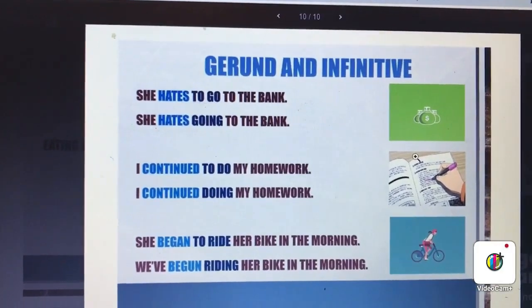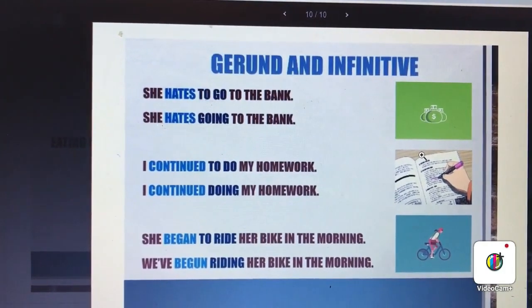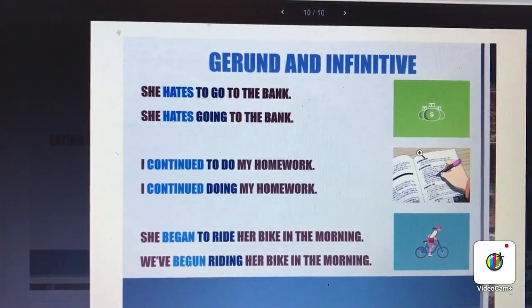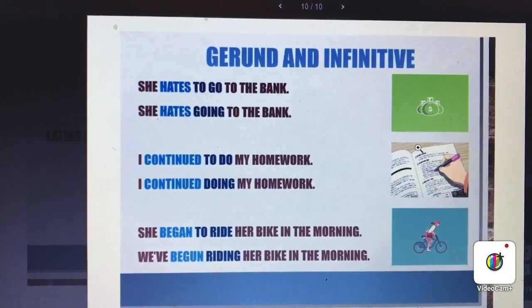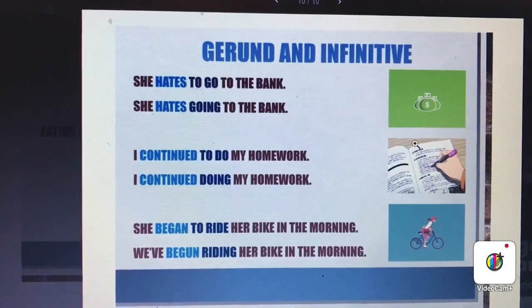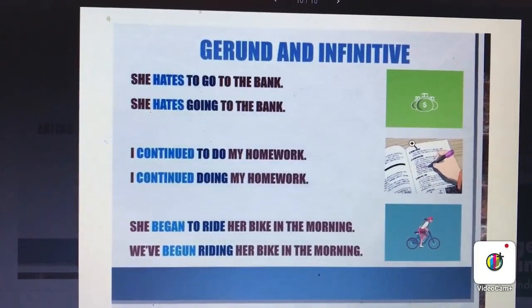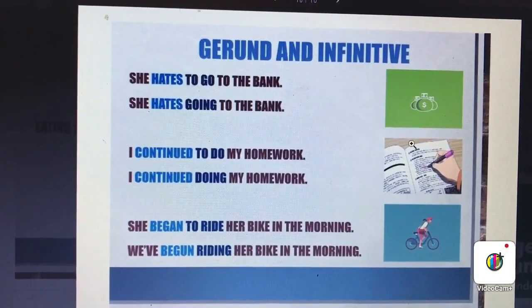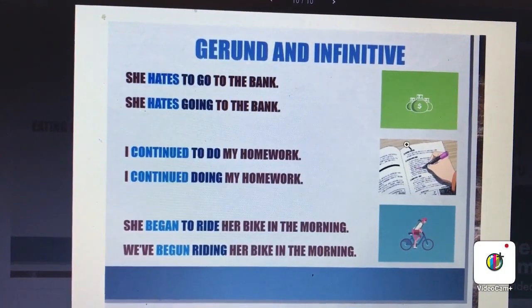Here we are having a few more examples. She hates to go to the bank. She hates going to the bank. I continue to do my homework. I continued doing my homework. She began to ride her bike in the morning. She has begun riding her bike in the morning.